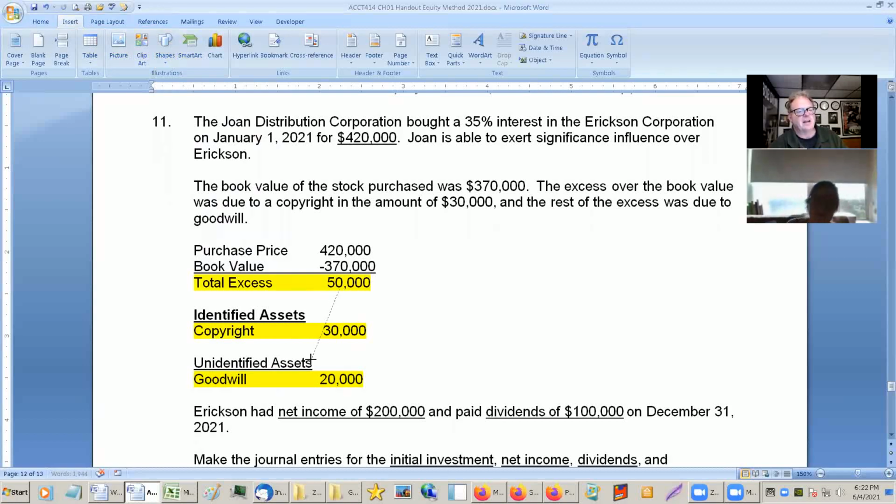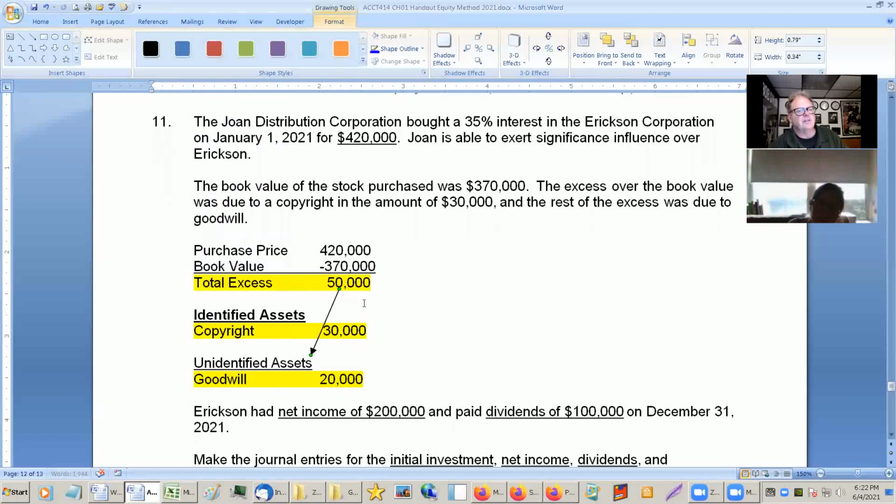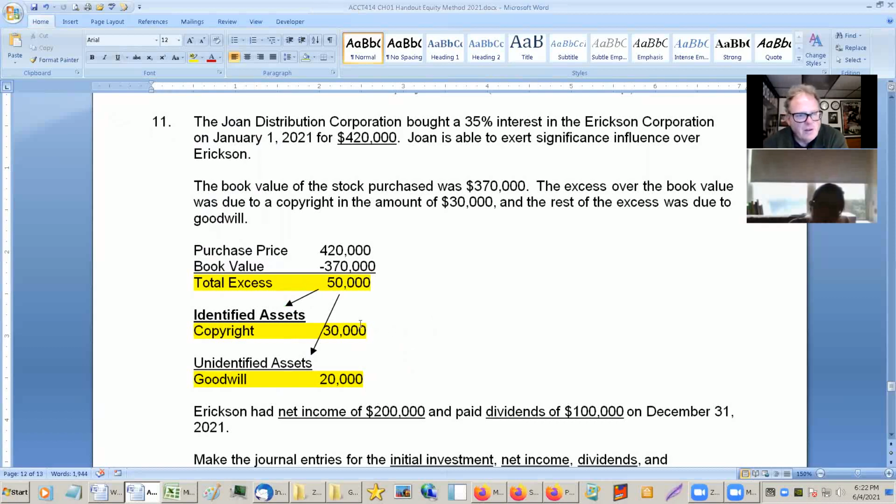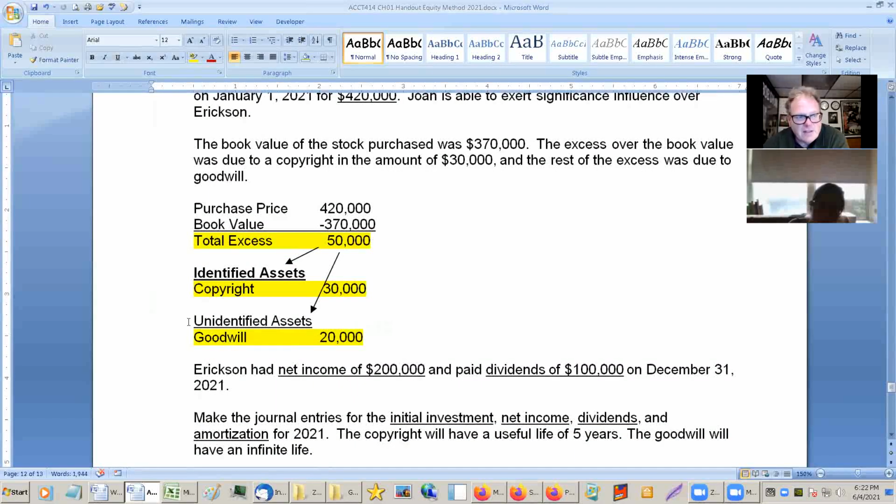I know I'm going to make a mess out of this, but of that 50,000, 30,000 of it was identified assets, and the unidentified assets were another 20,000, and that's going to be generally goodwill. Now, here's what goodwill is.